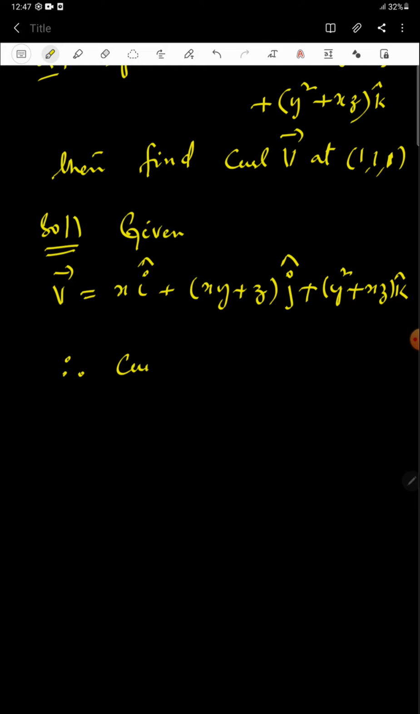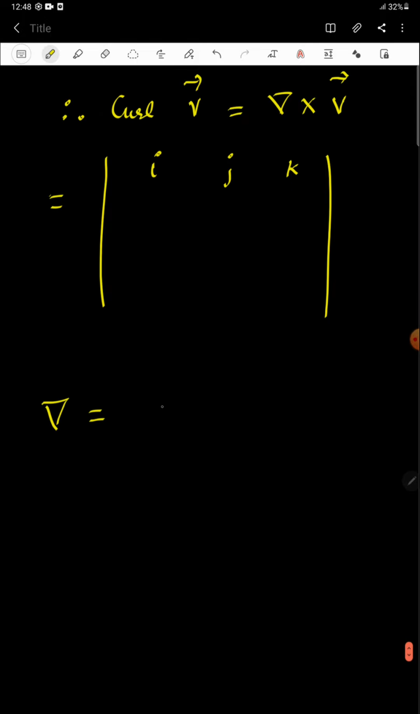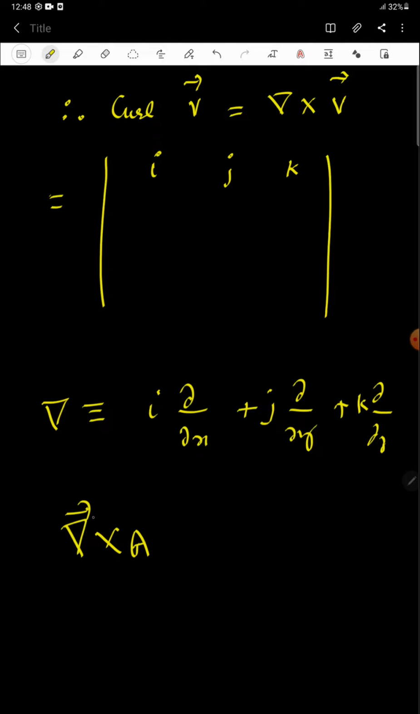Therefore, curl of vector V is nothing but del cross vector V. It is so simple, a cross product of two vectors, one is del and one is V. So i, j, k we will be writing, and del stands for i dou by dou x plus j dou by dou y plus k dou by dou z.